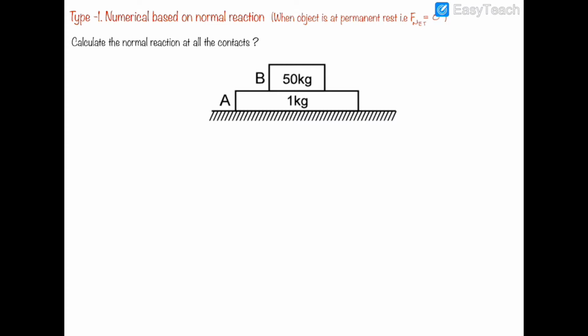So in the first case, we have to calculate all the normal reactions at all the contacts. This is a quite simple problem in which you have to count the number of contacts first. So there are two contacts. Let me name the contacts. This is contact number 1 and this is contact number 2. So there are two contacts and there will be two normal reactions, and I have to find out those two normal reactions. For that I have to draw the free body diagram.